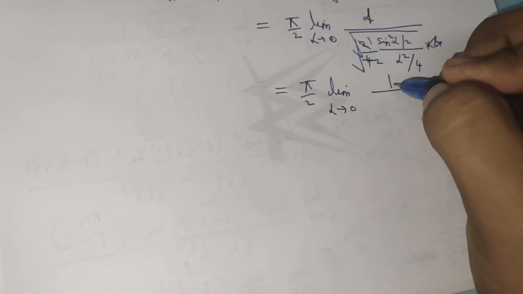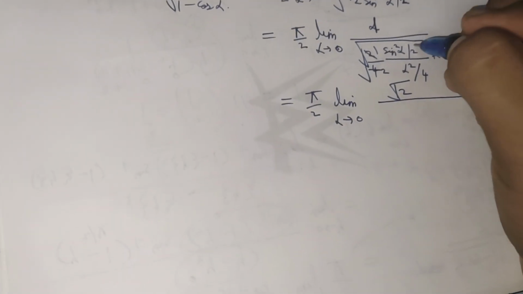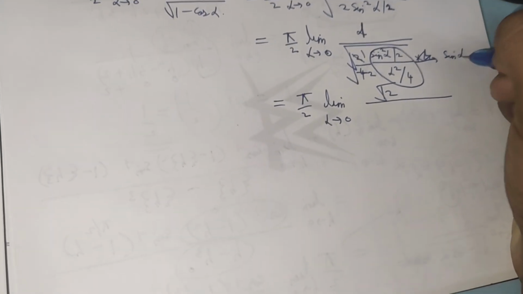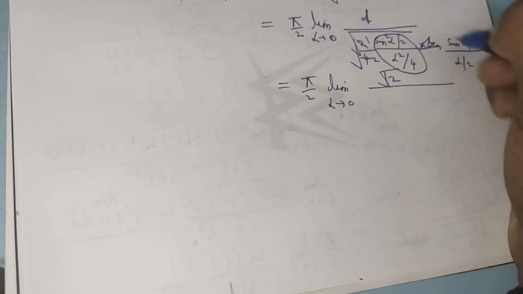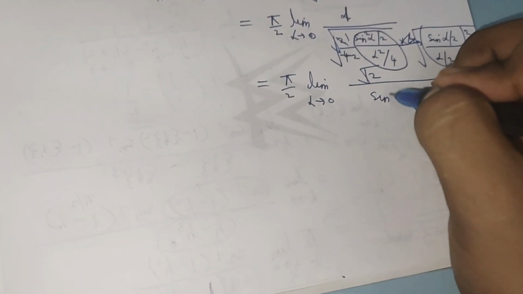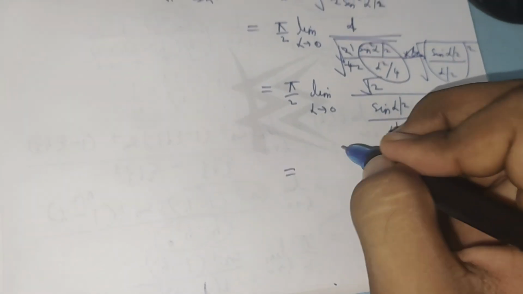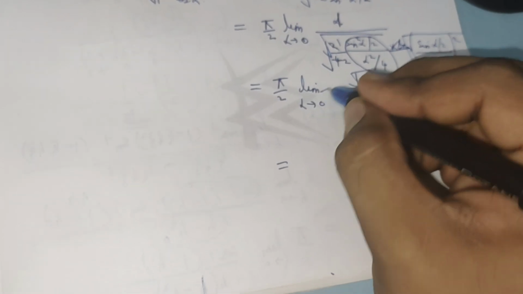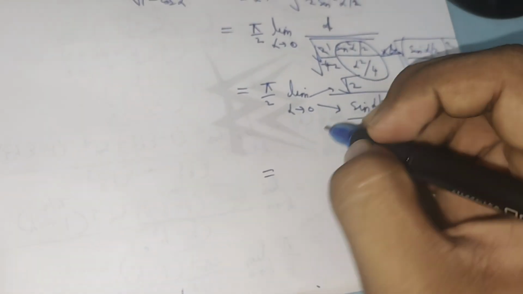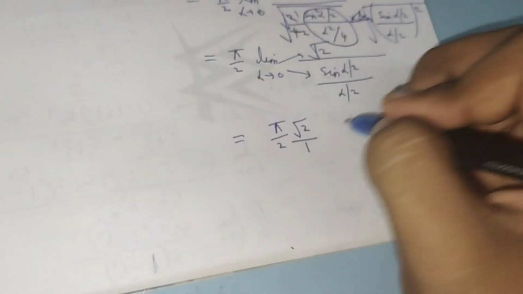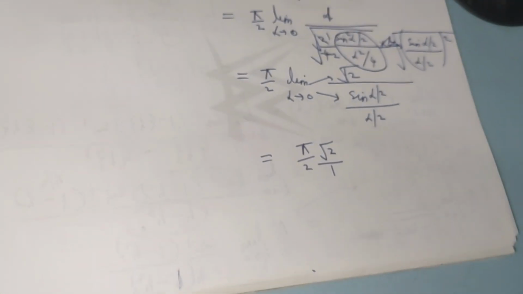So if this root goes up, that will become root 2, and this part I can write as sin alpha by 2 upon alpha by 2 whole square. This is in a root, so when that root gets cancelled, I will get sin alpha by 2 upon alpha by 2. And if I substitute the limit, it will get substituted here and here, so I will be getting pi by 2 root 2 upon 1.